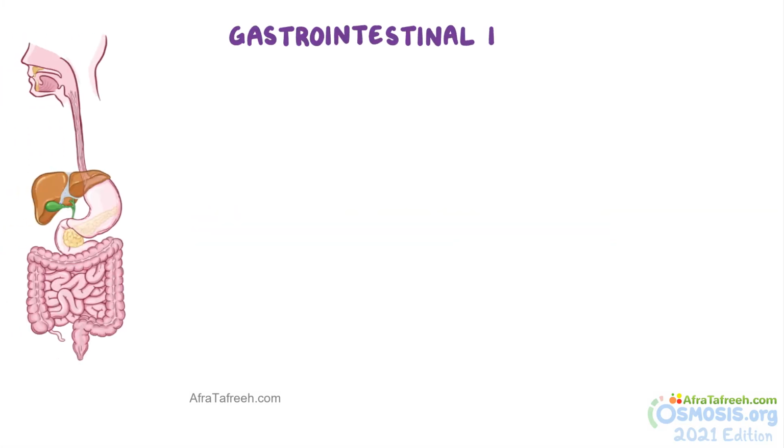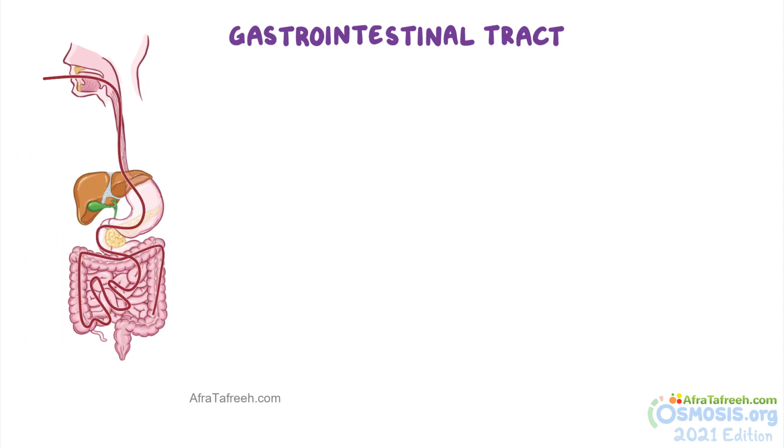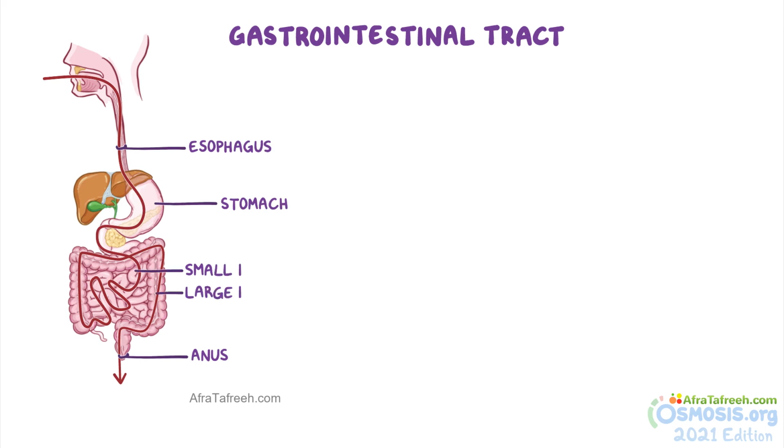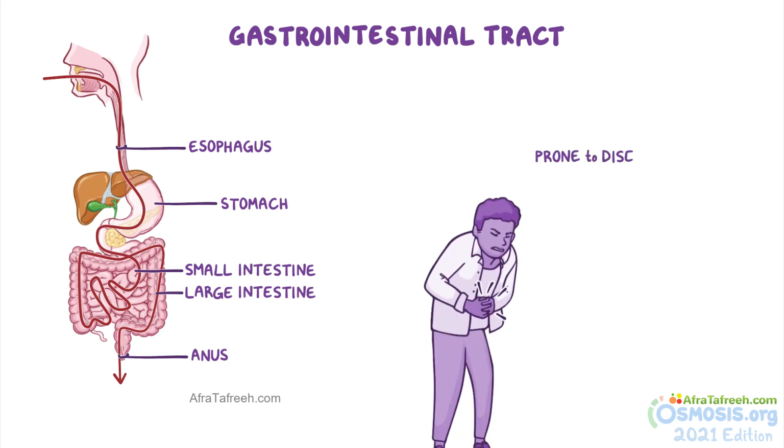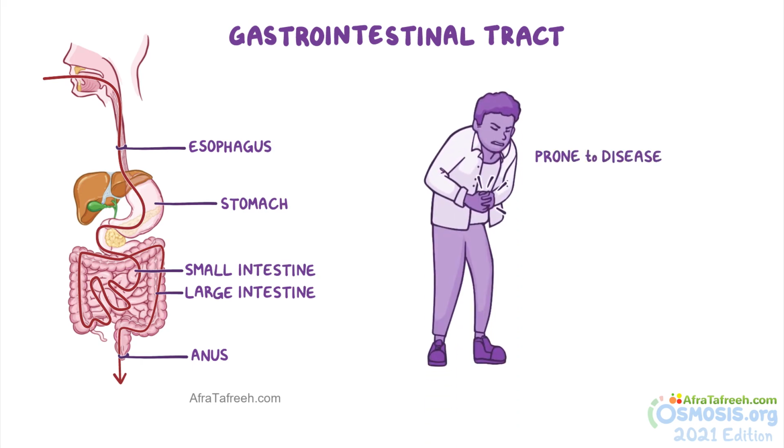The gastrointestinal tract runs from the mouth all the way to the anus and contains the esophagus, the stomach, the small and large intestine, and the anus. All of these structures, like any other part of our body, are prone to injury or disease. This video will give you a better understanding of the anatomy of the GI tract and how it relates to the clinical conditions that affect them.